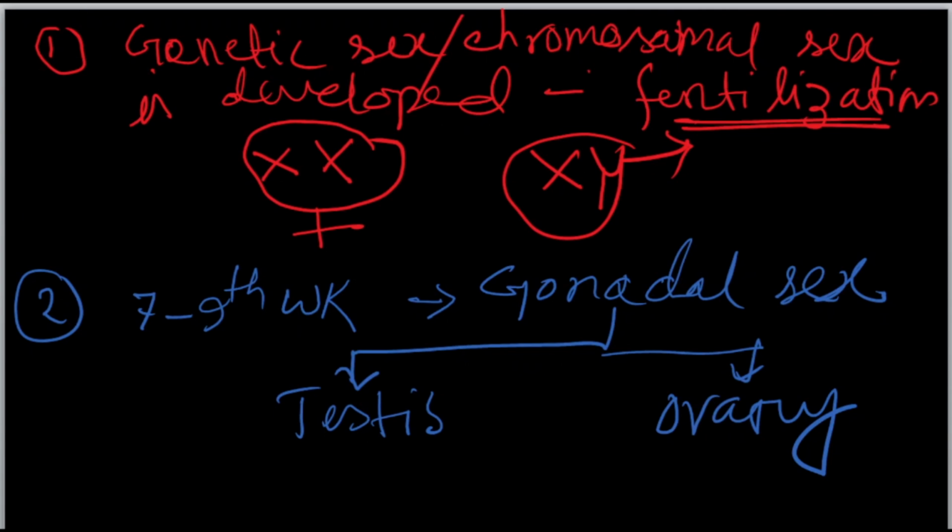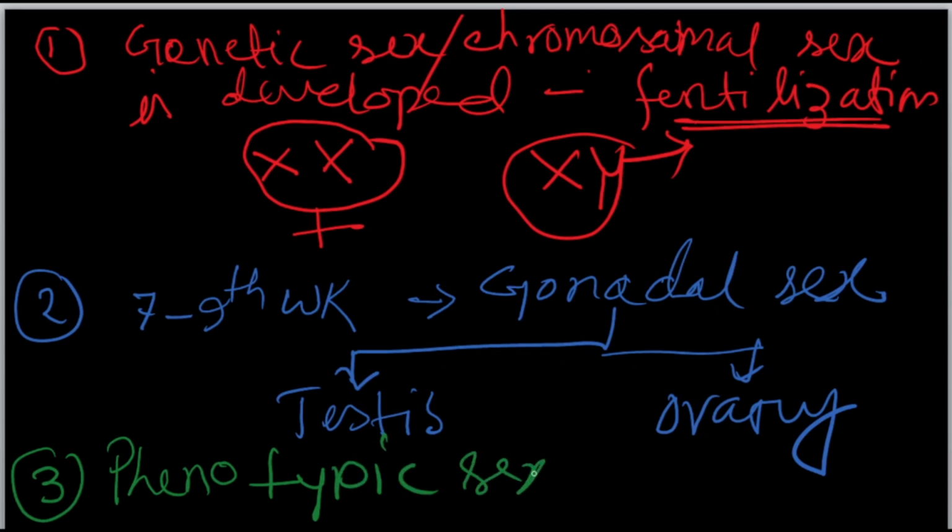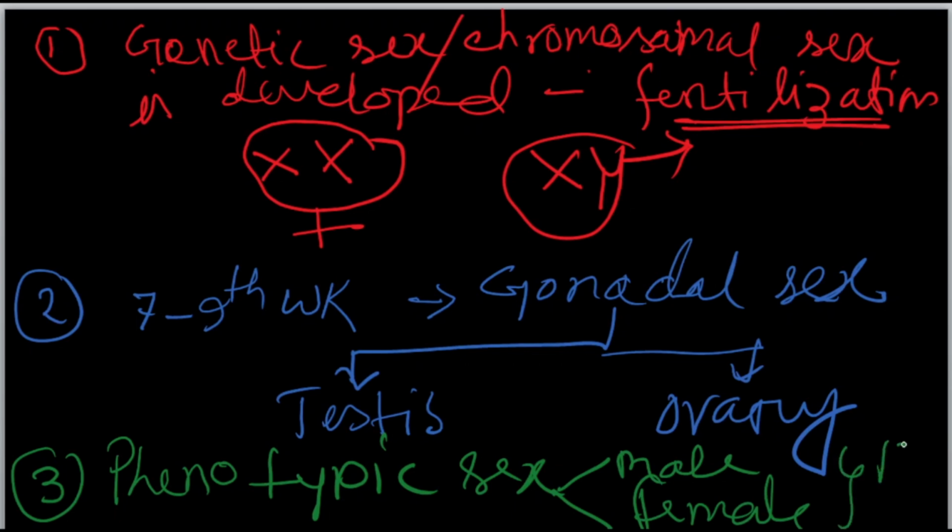Next one is phenotypic sex. The external genitalia are developed and give rise to the phenotypic structure, that is either male fetus or female fetus. Development of external genitalia starts and is almost completed by about the 12th week.